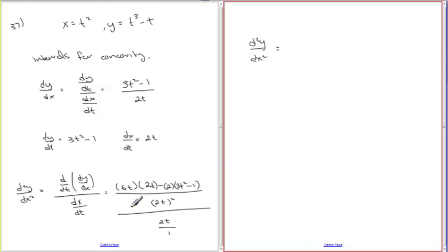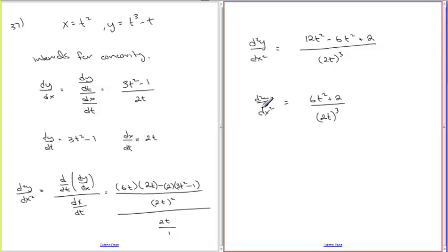Let's multiply it with the top numerator. So 6t times 2t is 12t squared. And then we have 2 times 3t squared, which is going to be a negative 6t squared, plus 2, all divided by 2t cubed. So we can combine these two together. We'll get 6t squared plus 2 over (2t) cubed.